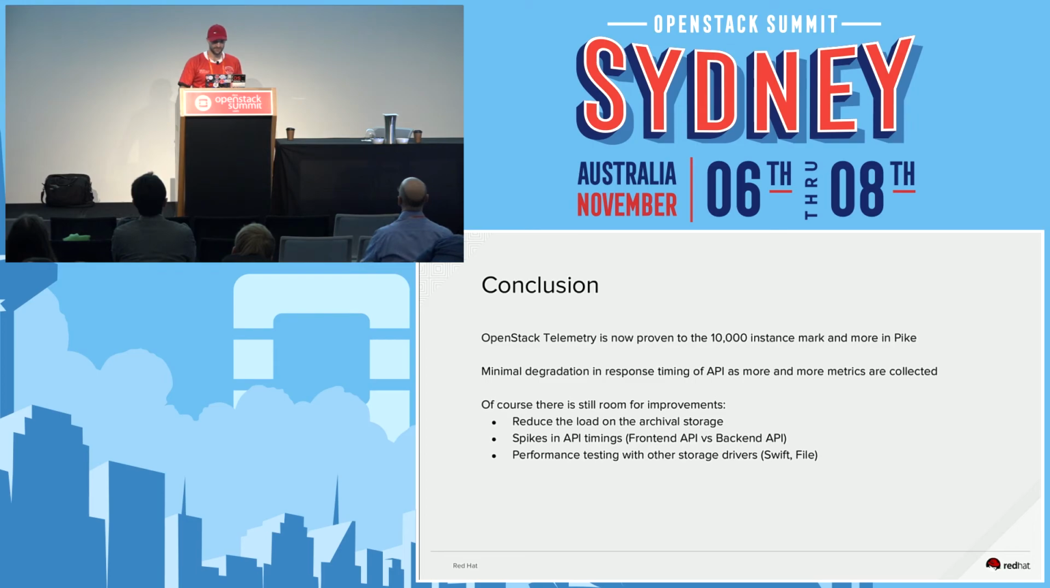We also want to work on the spikes in the API timing. You can still see that although it was pretty flat, there were still some spikes and some degradation in the API. The big issue there is really that the front-end API is sharing the same pipe as the back-end. So you're competing with the new measures being thrown into the backlog when you're asking for that data. If we could separate that, then it becomes an issue of how many requests I want to be able to throw, how many workers do I need, and how much resourcing do I have. And then, of course, more performance testing with more storage drivers.